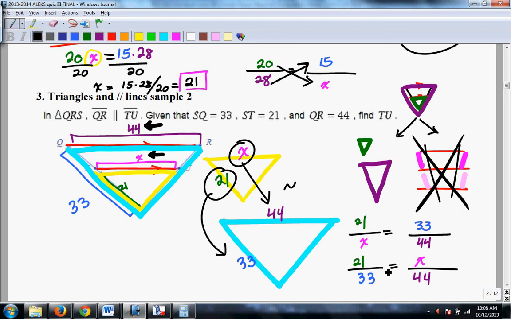I'm going to use this second one here. We're going to cross multiply. I'm going to bring it over here to show our work. We're going to get 21 times 44 equals 33 times x. Catch up?